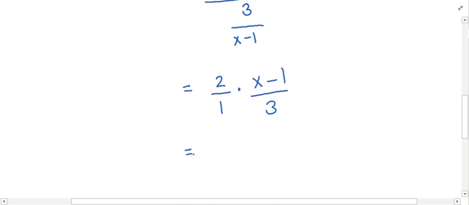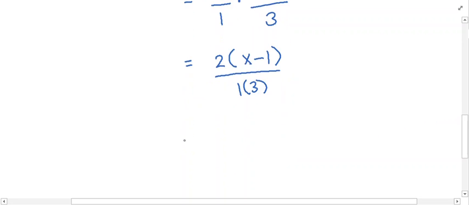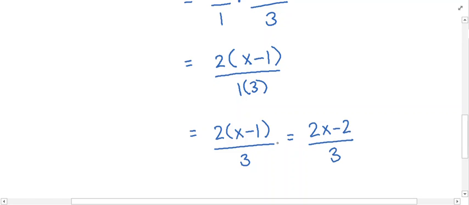Okay, so we multiply across the top. It's going to be 2 times the entire quantity x minus 1, so you need parentheses there. And then across the bottom, 1 times 3. So this whole thing, it's up to you. You don't have to distribute the 2 through. You can if you want. The bottom is going to be 3. So you can say it looks like this, or you can distribute the 2 and make it 2x minus 2 over 3. Either one is correct for g of f of x.